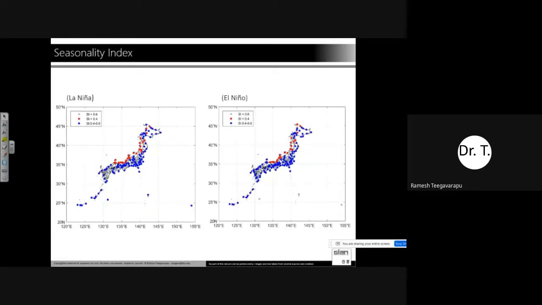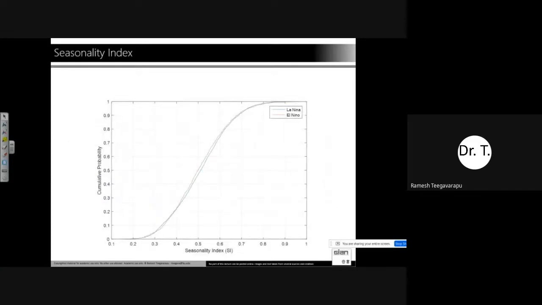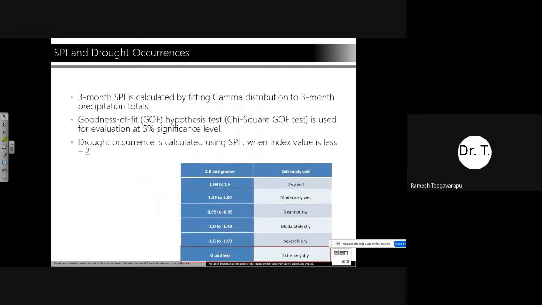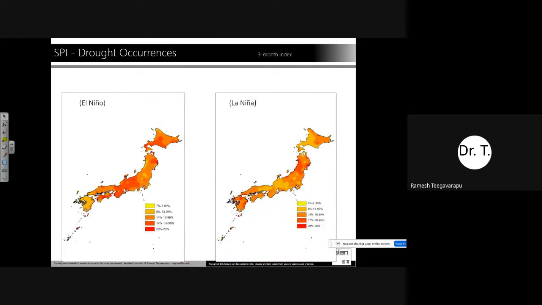Seasonality, El Nino and La Nina, not much different, but in some sites, you see some small changes in the seasonality. As you can see from the cumulative distribution function plots, not much change. Seasonality index in some parts is changing based on the El Nino and La Nina. But the drought occurrences are changing between El Nino and La Nina.